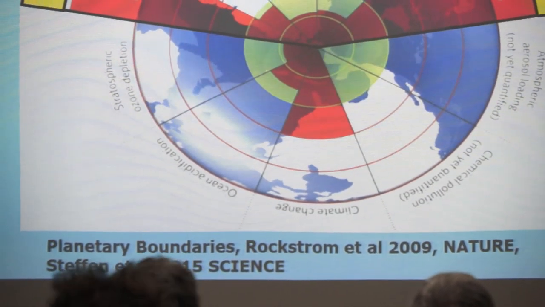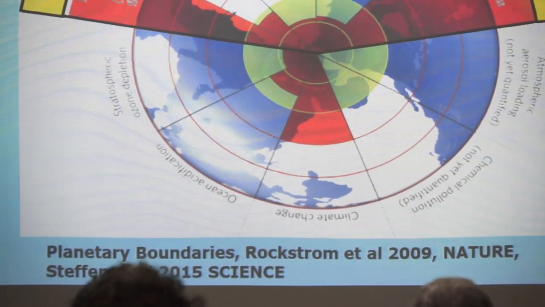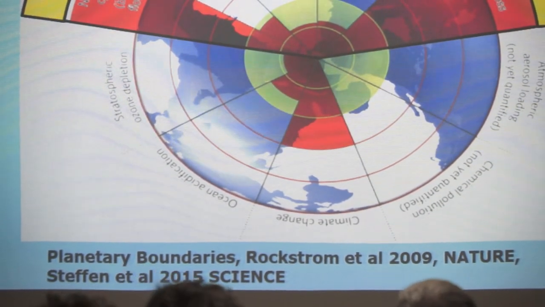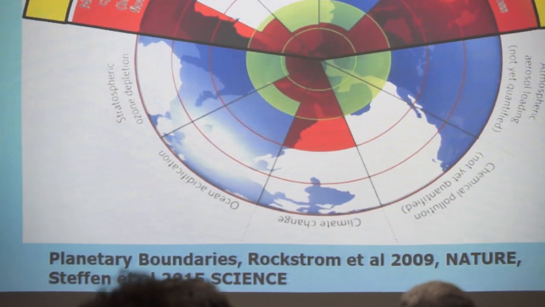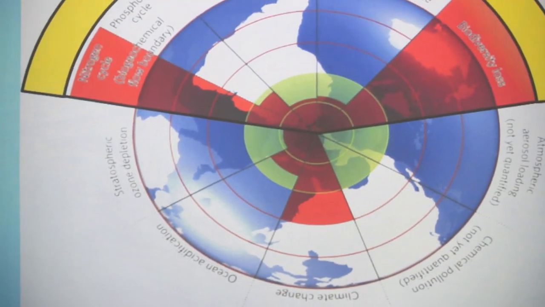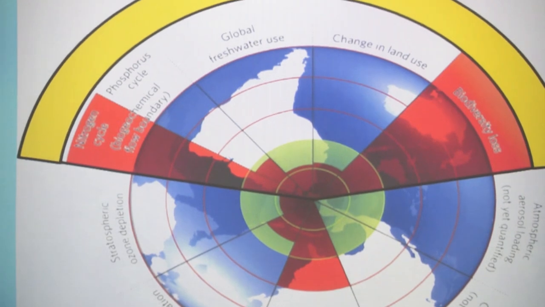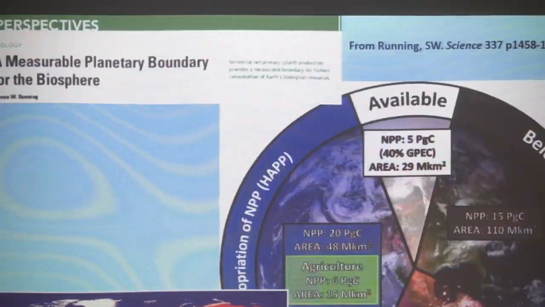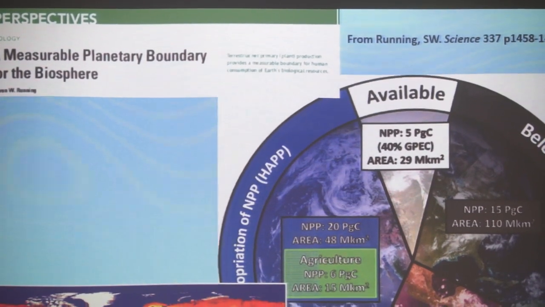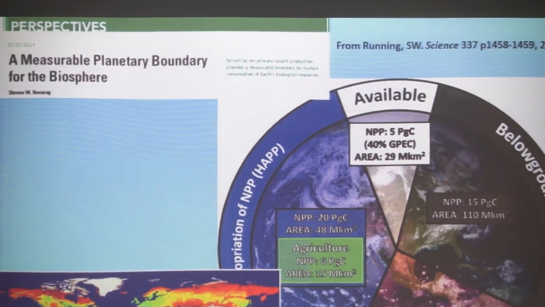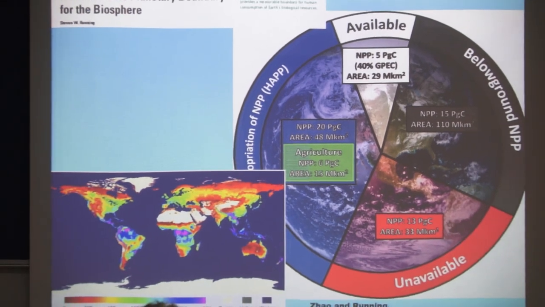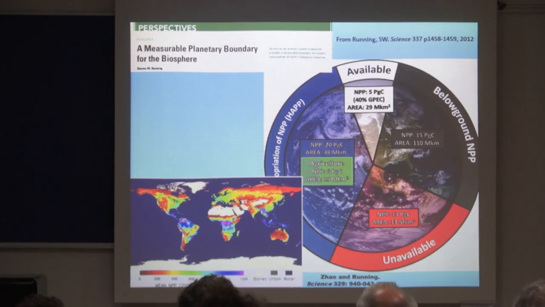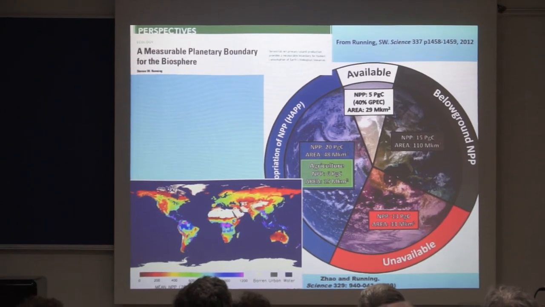So this is when I wrote a paper a few years ago and basically argued that there's about 5 of these that are related to plant production collectively, and maybe that NPP would be a valuable planetary boundary in its own right. So I had an invited paper in Science to make this argument: here's a planetary boundary for the biosphere that actually had a data set available to test.